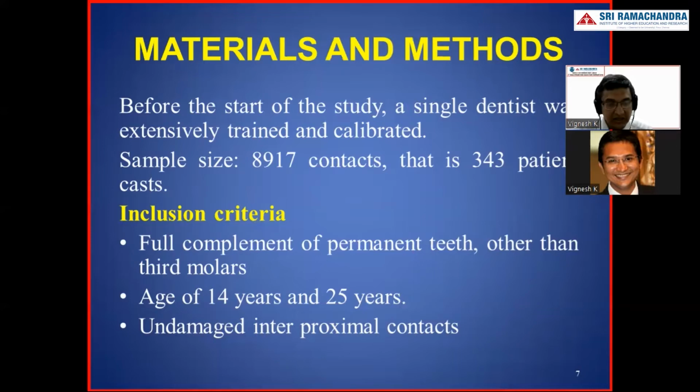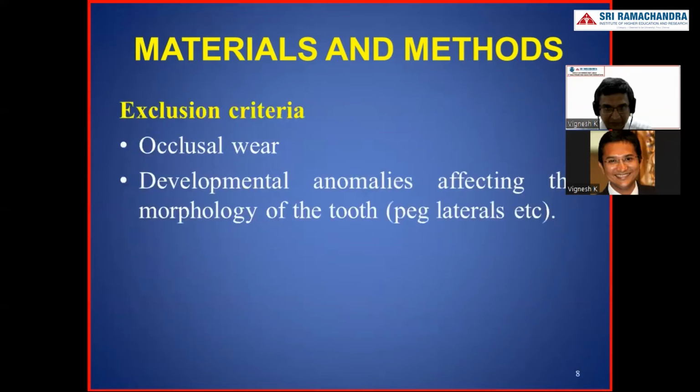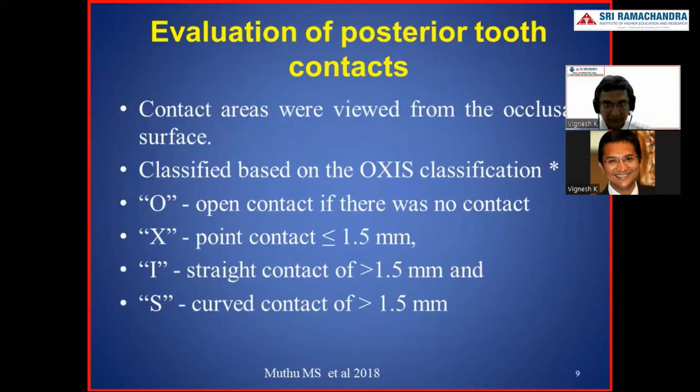The inclusion criteria was that a full complement of permanent teeth other than third molars should be there. The age range should be from between 14 and 25 years. This was primarily to ensure prevention of occlusal wear and an undamaged interproximal contact. The exclusion criteria was any type of occlusal wear and any developmental anomalies, which was seen as in the case of a peg lateral, etc.